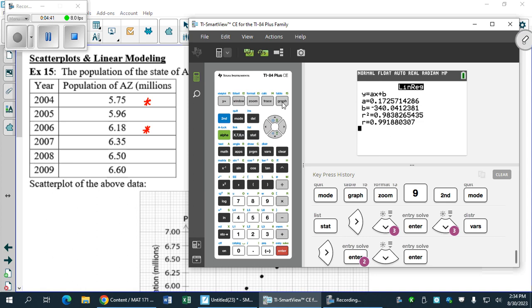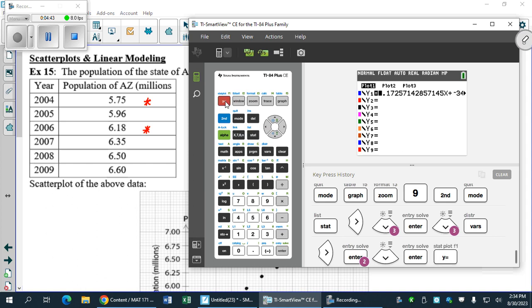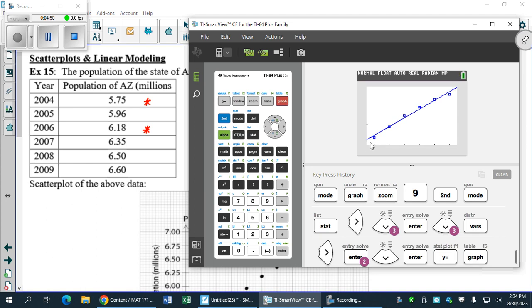So if we now go into y equals, your equation should be there, and that's from the Vars portion that we did. And now if you hit graph, the equation is going through the middle of your data. You ended up with 2 data points above it and 2 data points below it. Okay, so it's a nice trend line there. Very balanced.